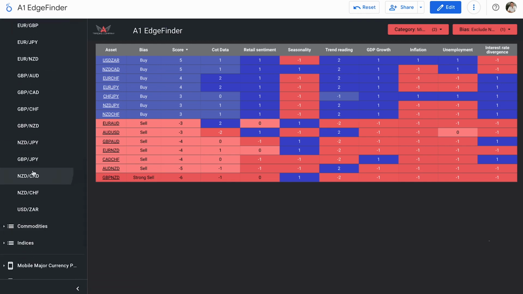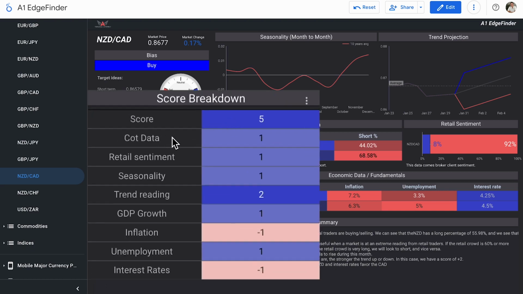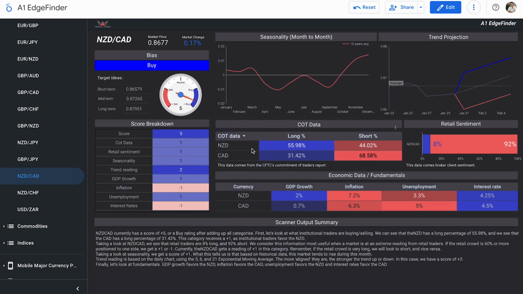NZD CAD down here, and it also has a decent buy bias with a score of +5. That's not what we consider a strong buy bias, but that's as close as you can get to a strong buy without actually being one. So score of +5, COT data is a score of +1, so is retail sentiment also a score of +1. We can take a look at those numbers right over here.